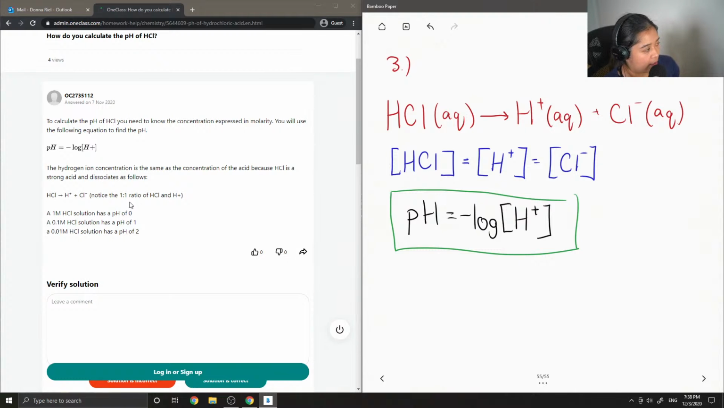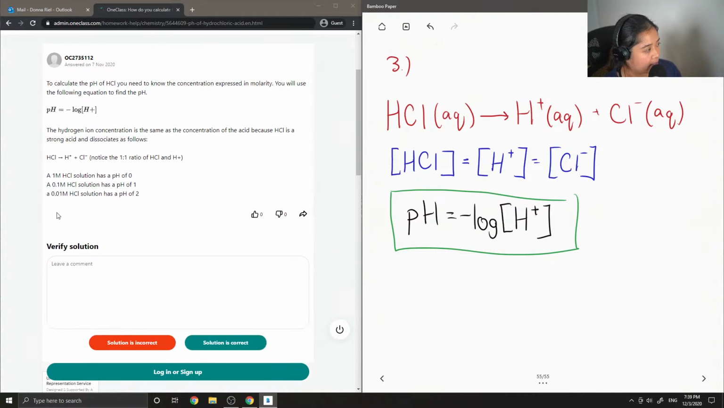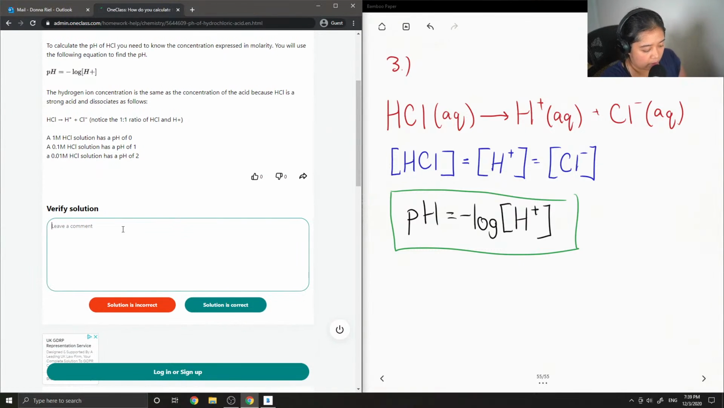They also gave some examples. If you had a 1 molar HCl solution, this has a pH of 0. If you had a 0.1 molar HCl solution, this has a pH of 1. And lastly, a 0.01 molar HCl solution has a pH of 2. Yep, so this solution is correct.